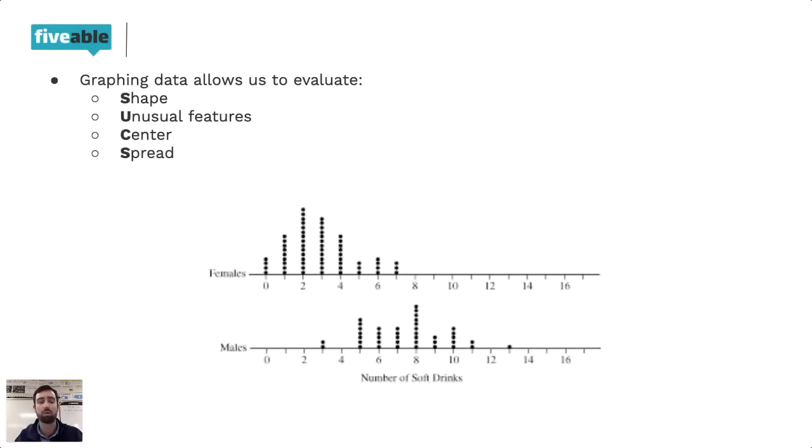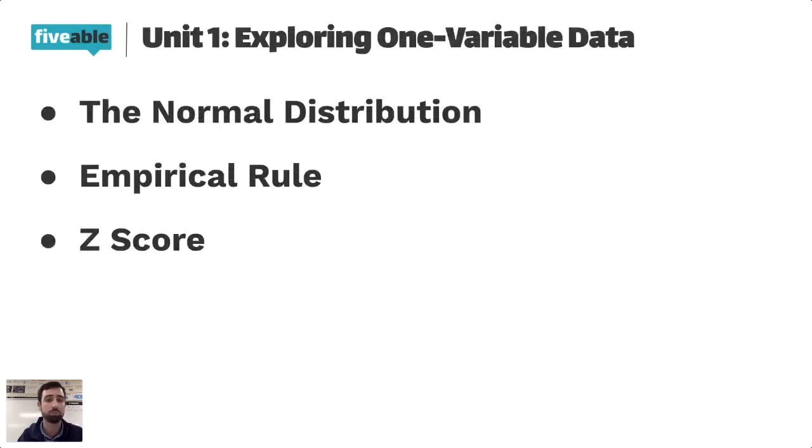Now, one of the last things I'll say about this is you always want to mention context when talking about univariate data and describing it. On the AP exam, when you are asked to describe a distribution, you're going to want to hit those 4 items as well as context. In this case, we're talking about the number of soft drinks that males and females drink. So when I'm describing, or in this case comparing, this data, I want to make sure I talk about the distribution of the number of soft drinks drunk by females or males. So context is going to be super important.